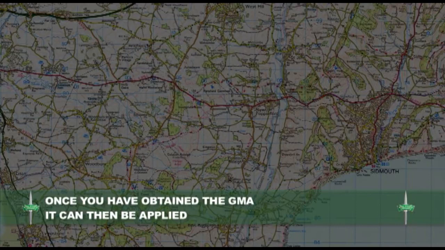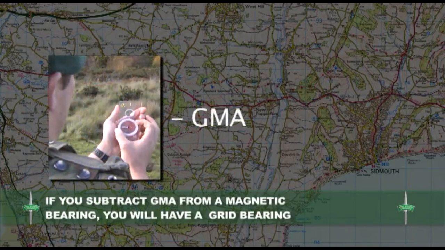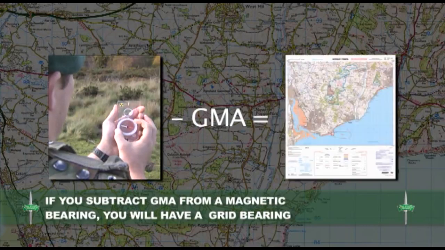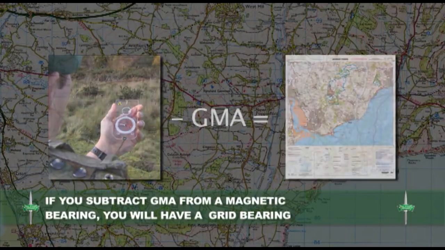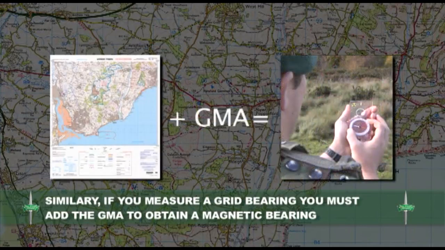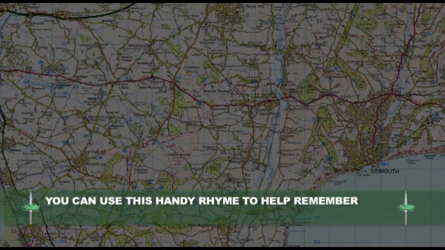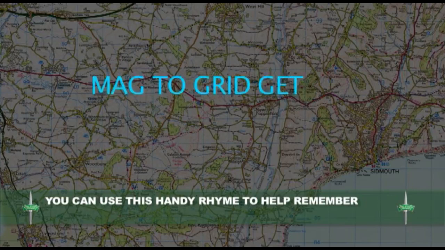Once you have obtained the GMA, it can then be applied in the following two ways. If you subtract GMA from a magnetic bearing, you will have a grid bearing. Or, if you have a grid bearing, you must add the GMA to obtain a magnetic bearing. You can use this handy rhyme to help you remember this. Mag to grid, get rid. Grid to mag, add.